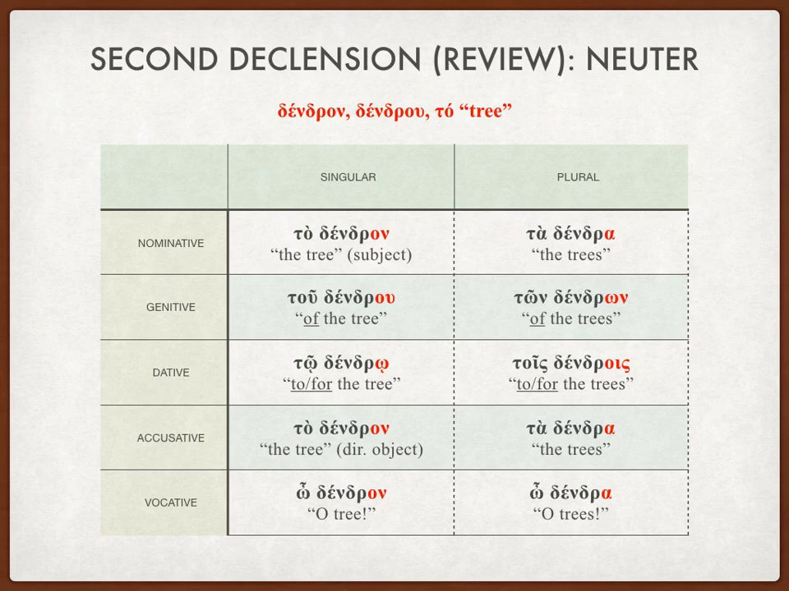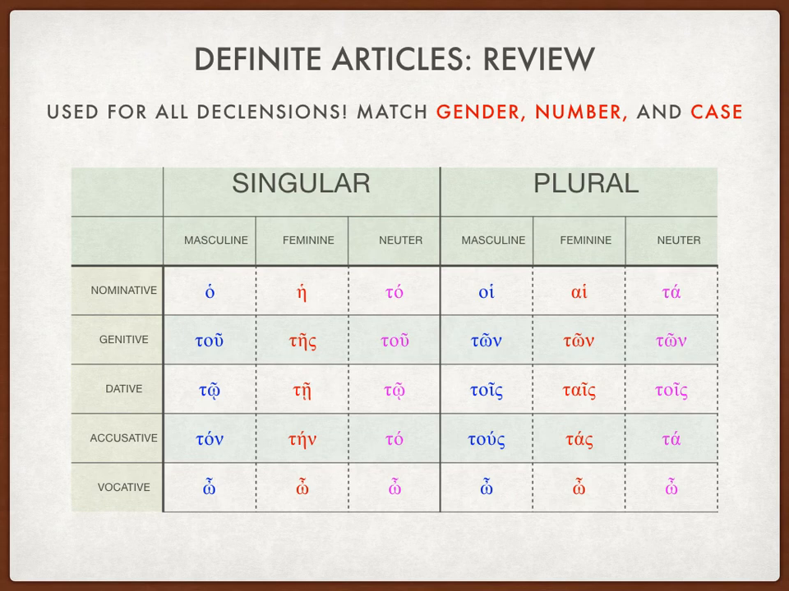So, as you probably noticed in both of these charts, all of the definite articles, the words for the, have changed along with the cases. And that's because, as you probably remember, all the definite articles have to match their nouns in gender, number, and case. I want you to remember that list very carefully.